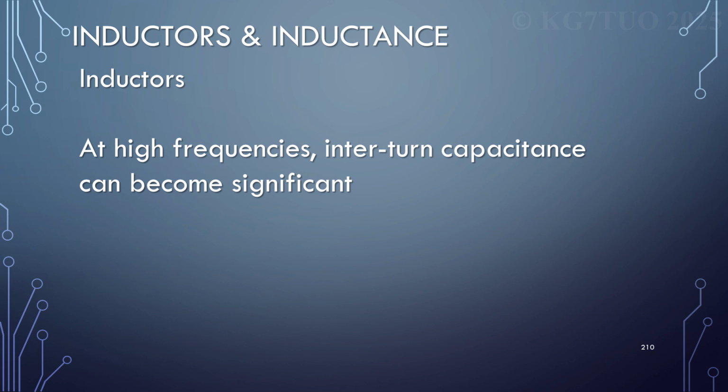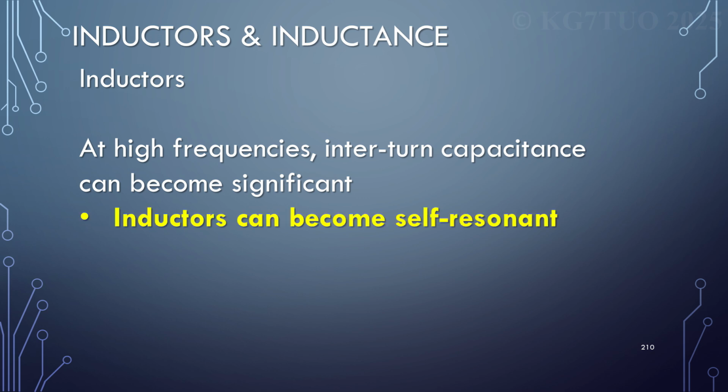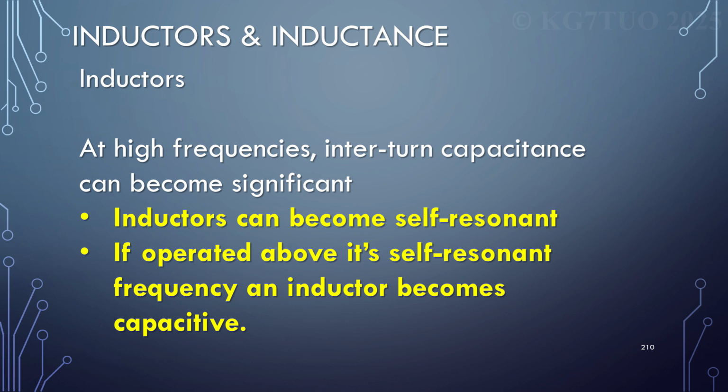Okay, at high frequencies, interturn capacitance can become significant. Inductors can become self-resonant at high frequencies. If operated above its self-resonant frequency, an inductor becomes capacitive. The way that it does that is each coil is a conductor separated by air, an insulator, or something not conducting. So it has a built-in capacitance. And guess what? I'll bet capacitors can become inductors. It can. That's probably going to be something yellow later.